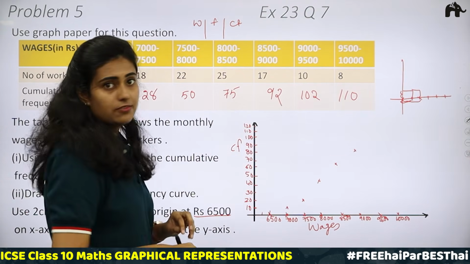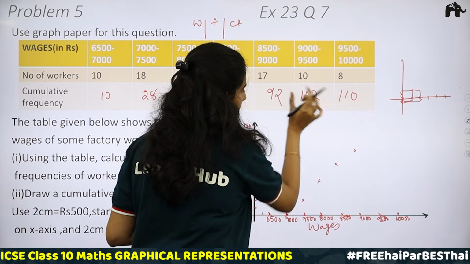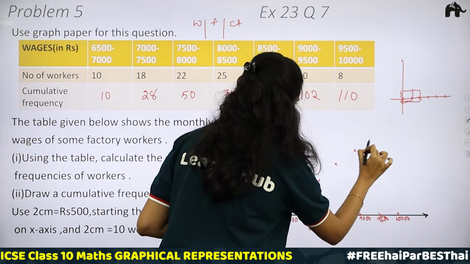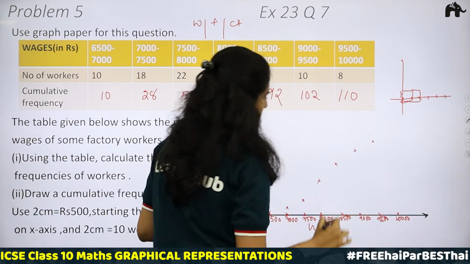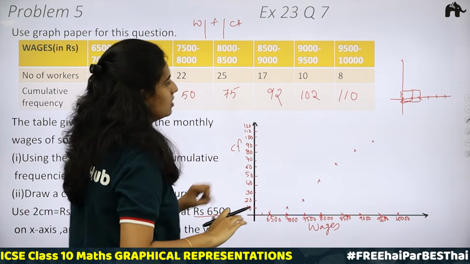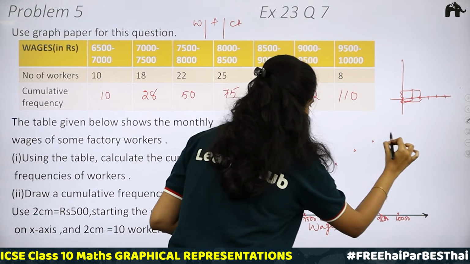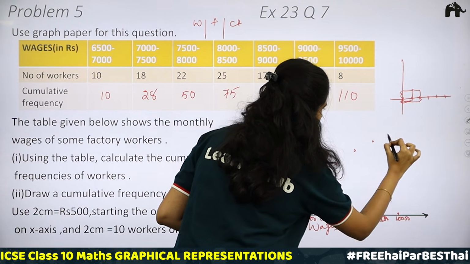Next 9,500, less than 9,500 you have 102. This is 100, somewhere here you will be having 102, at 9,500, 102. 10,000, less than 10,000 you have 110. Here we have 110. At 10,000 we have 110.